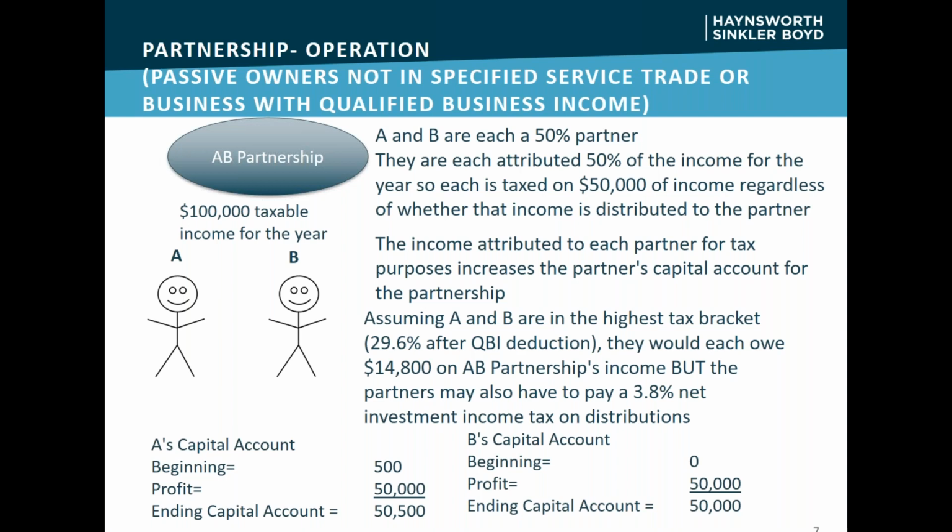So again, in this example, we're not in one of those specified service trades or businesses, so that we can have the QBI deduction, but here we have passive owners. So the 3.8% net investment income tax on distributions will apply. There's no change to the income tax that they have to pay for the partnership, but if they receive a distribution, then that 3.8% investment income tax is going to apply to that distribution.